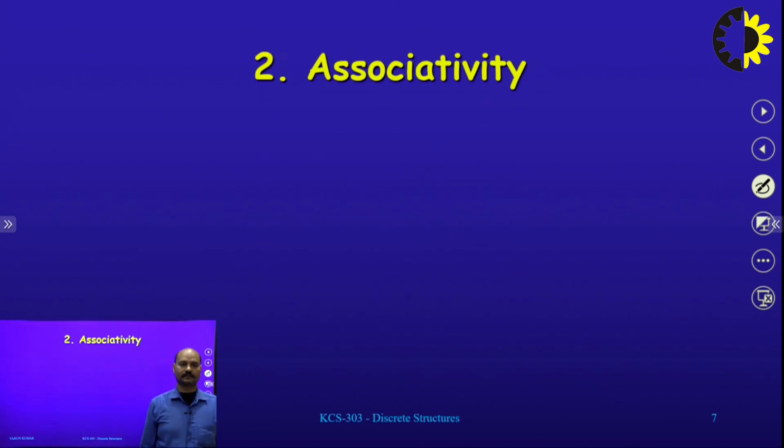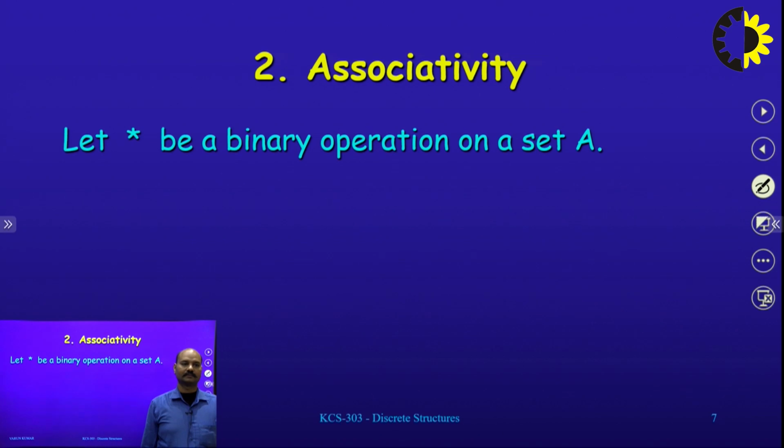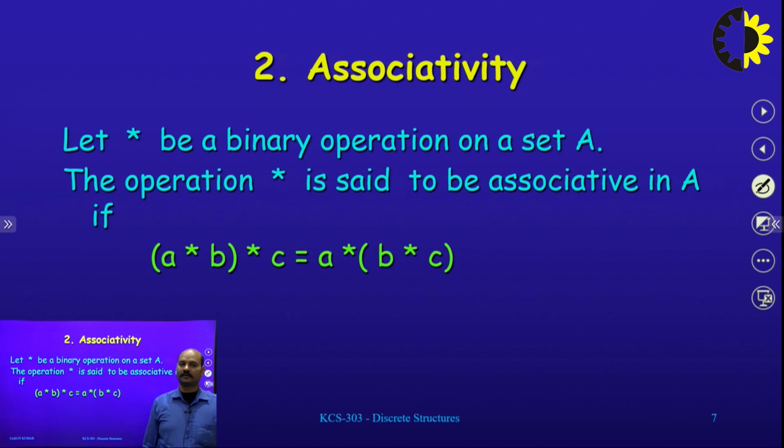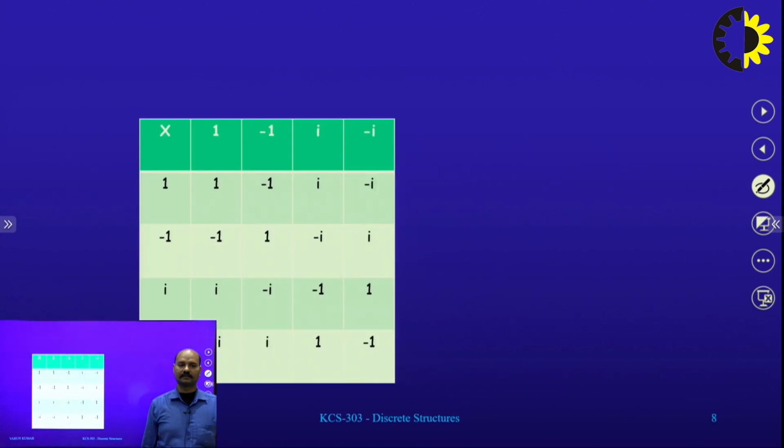Next, the associative property. The associative property says that asterisk is a binary operation on a set, and asterisk is said to be associative if (a asterisk b) asterisk c is equal to a asterisk (b asterisk c) for all a, b, c in A. It means grouping doesn't matter. So we check whether this particular set under multiplication is associative or not. We have to check that (a asterisk b) asterisk c must be equal to a asterisk (b asterisk c).